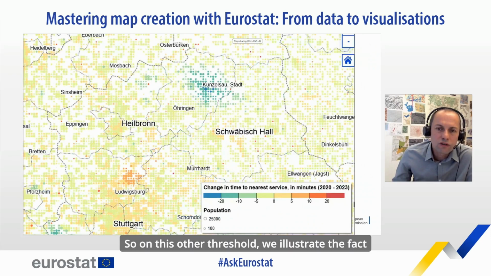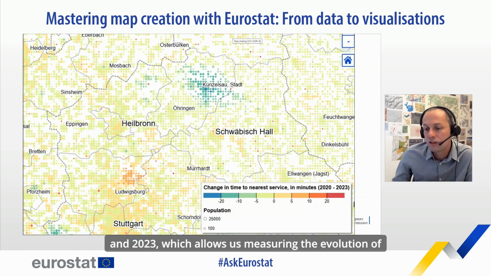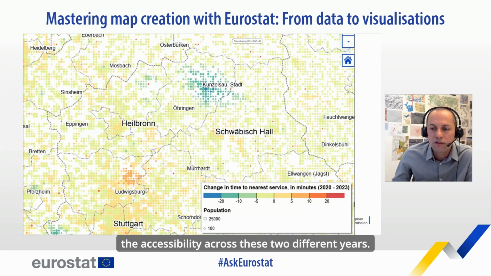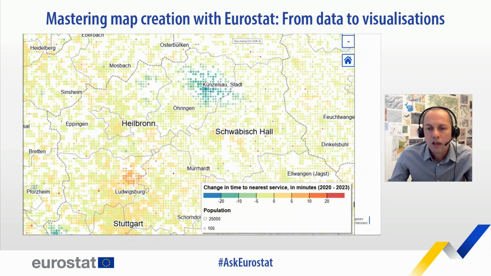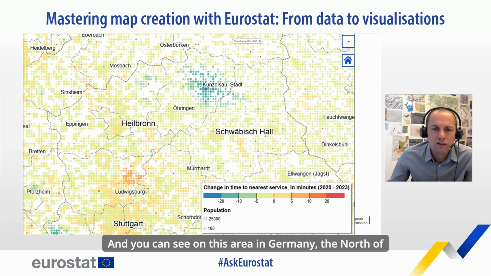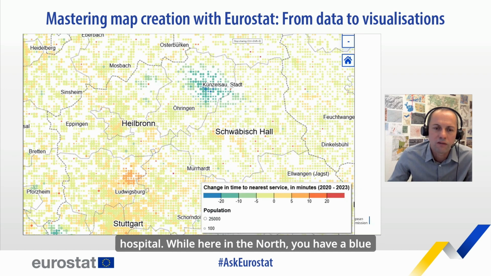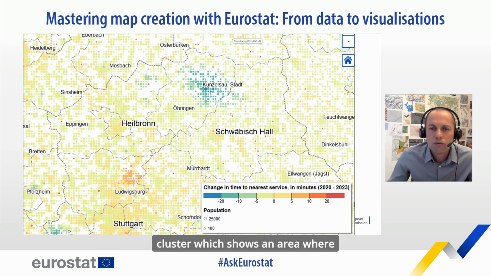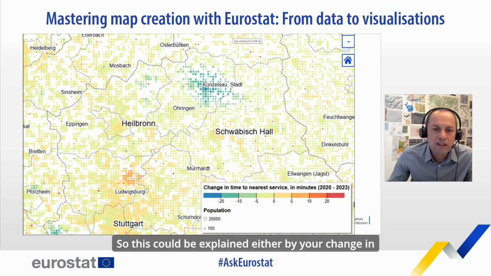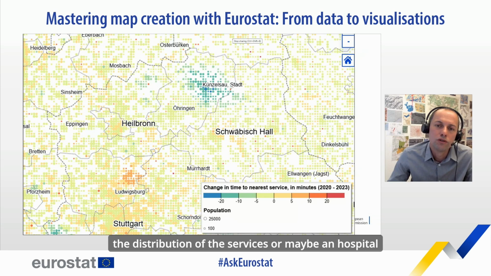So on this other threshold, we illustrate the fact that we computed this indicator for 2 years, 2020 and 2023, which allows us measuring the evolution of the accessibility across these 2 different years. And you can see on this area in Germany, in the north of Stuttgart, that we could measure some areas in the north here in red where the accessibility has decreased because you need more time to drive to the nearest hospital, while here in the north you have a blue cluster which shows an area where this accessibility has improved.